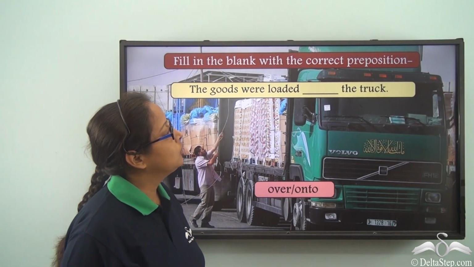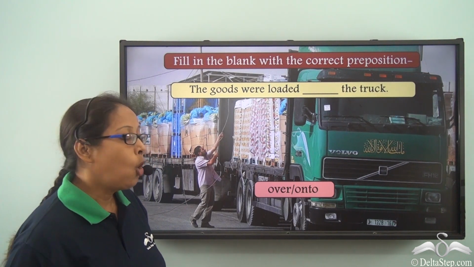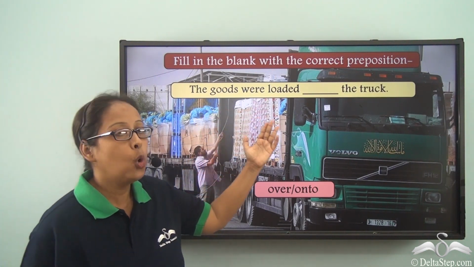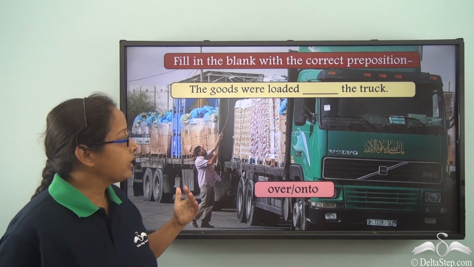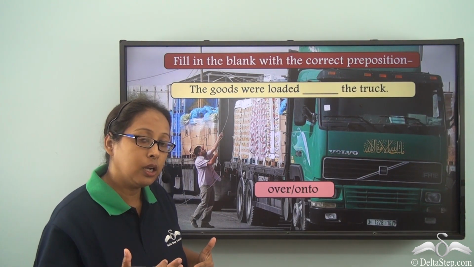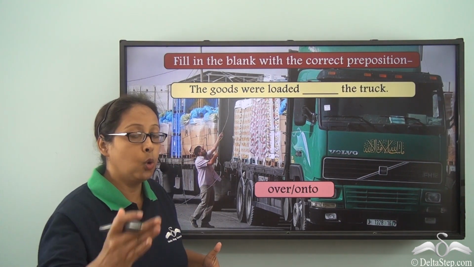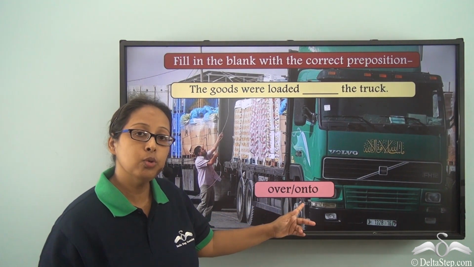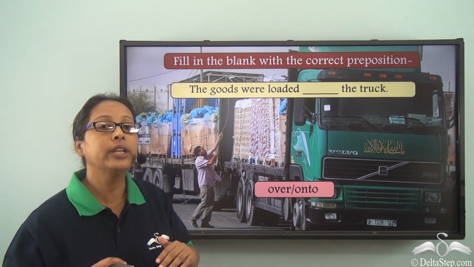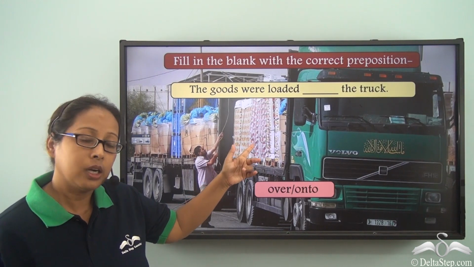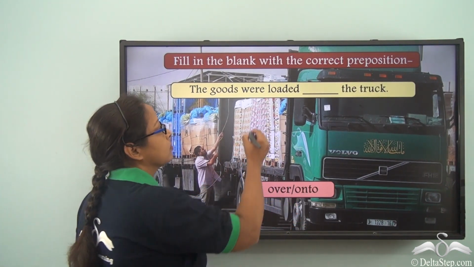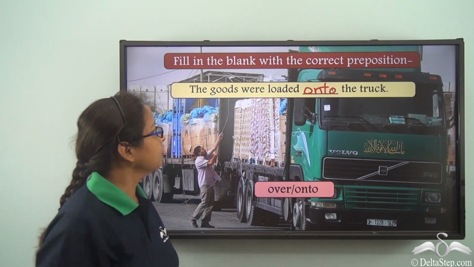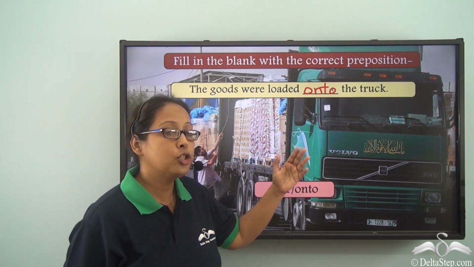The goods were loaded dash the truck. The options are over and onto. So when we say that the goods were loaded dash the truck, we can see that the goods were not inside the truck, they were outside. So they are being loaded, which means there's a motion involved. When there is a motion involved, then we use the preposition onto, and it is being loaded on the surface of the truck. So we will use this preposition. The goods were loaded onto the truck.